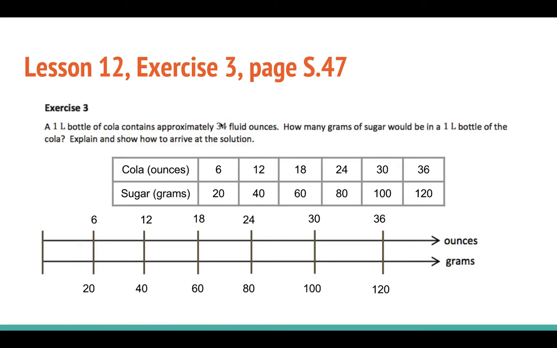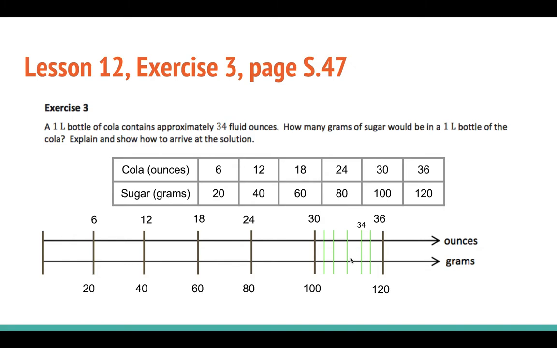Now we need to know how many grams of sugar there are in 34 fluid ounces. If you notice, my values go from 30 to 36. So, ladies and gentlemen, your next step would be to draw lines here that will show us where 34 ounces is on this number line. So we have here 31, 32, 33, 34, 35, and 36.